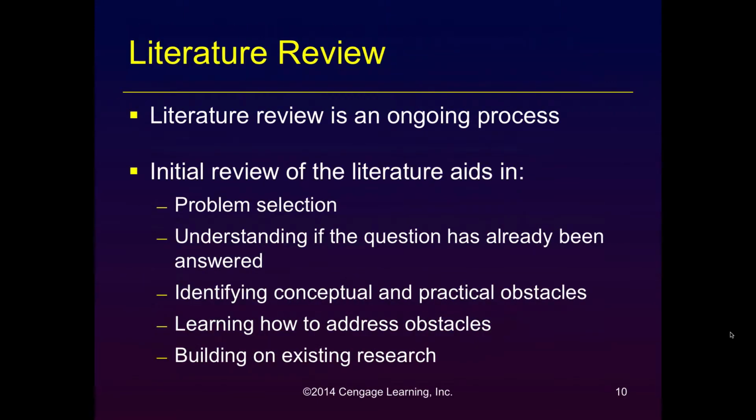Slide 10. Literature reviews. This is an area of the research project that I have become increasingly impatient with students about. The first line, literature review is an ongoing process, needs to be taken seriously. You can do a minimal review of the literature, just enough to get started, to develop your problem into a focused research question. You can understand how the research problem has been approached before, therefore you may learn conceptual and practical obstacles to being successful. You might find that you are able to build on the research that already exists.